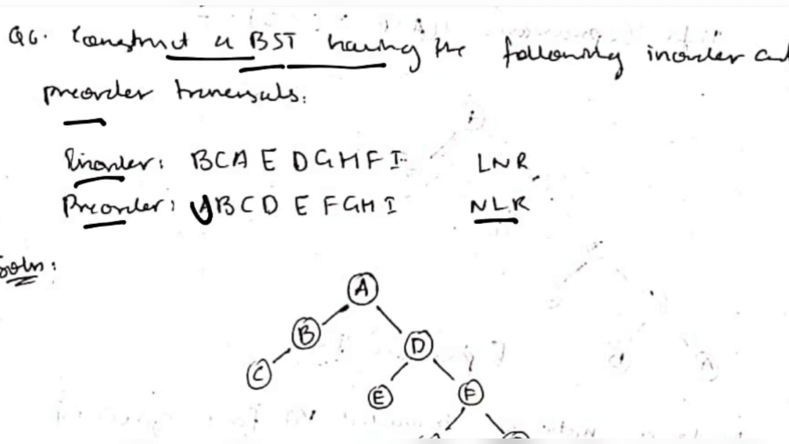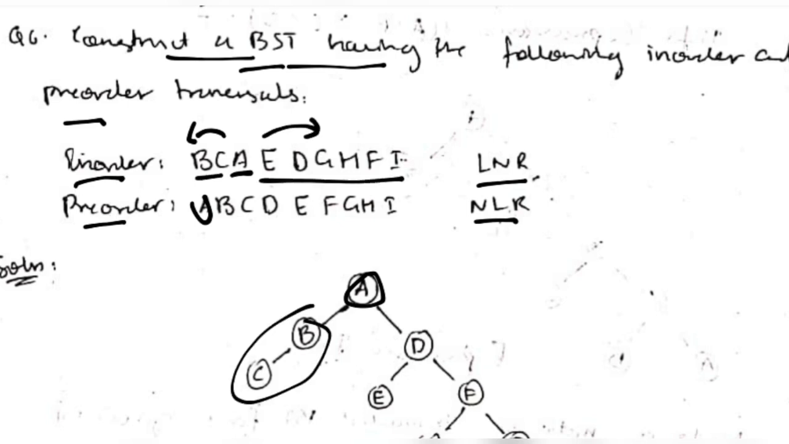So A will be the root node, so we'll write here A, and we'll see the same in L N R, which is in order. In order A is present here, that means this is left part L and this is right part. So in left part we will make B and C, and in right part we will make E, D, G, H, F and I. Okay, so in the same way we will do for the next one also.